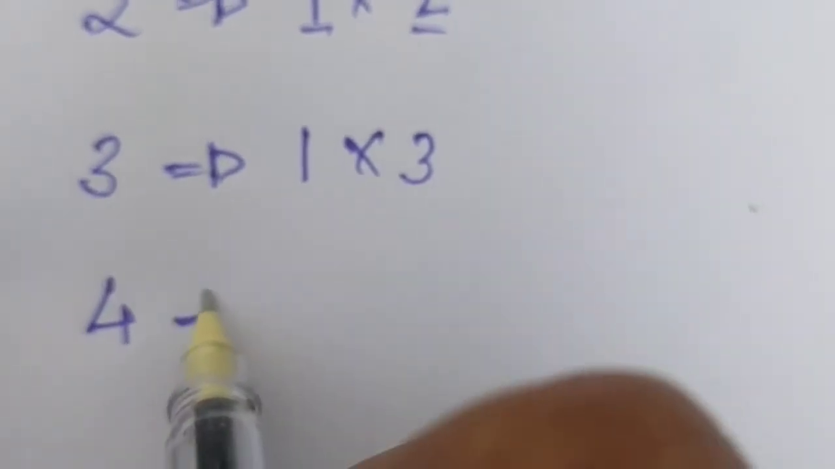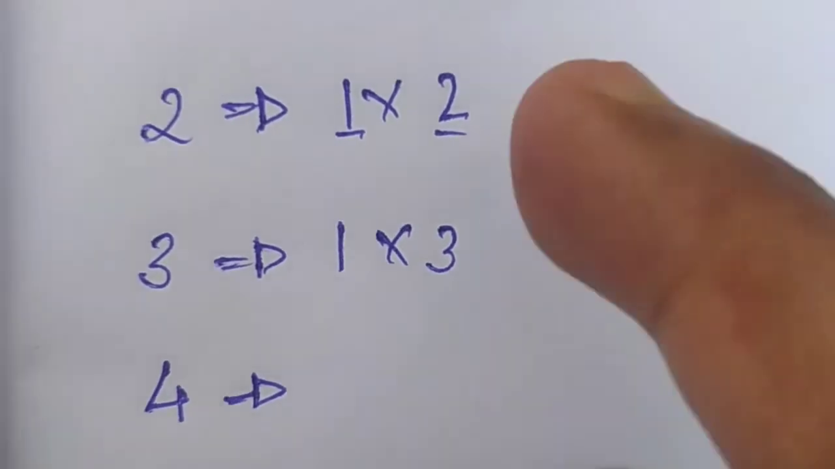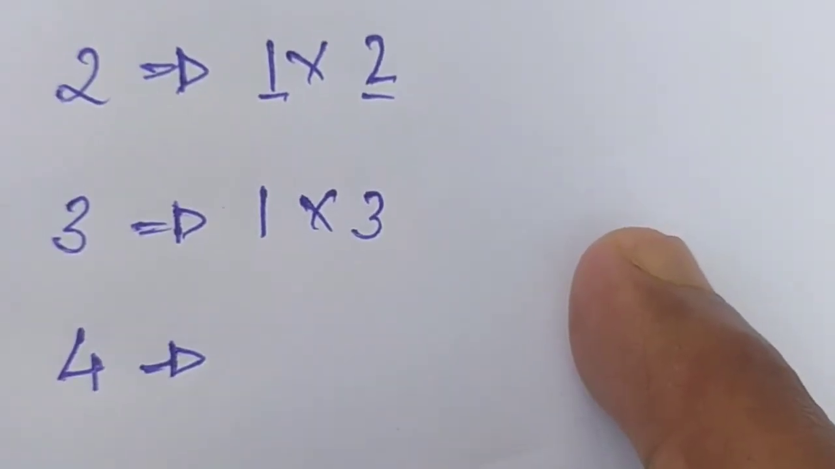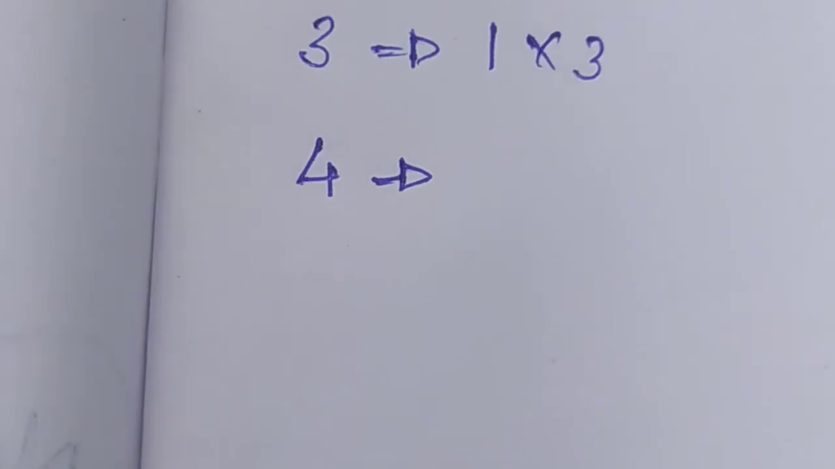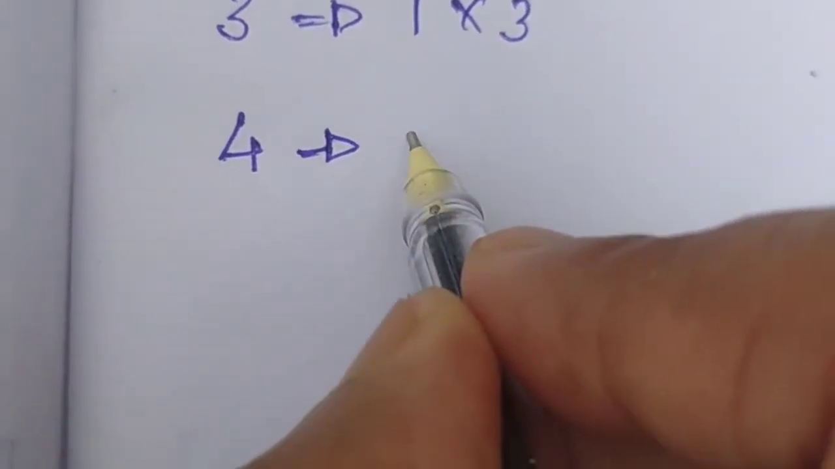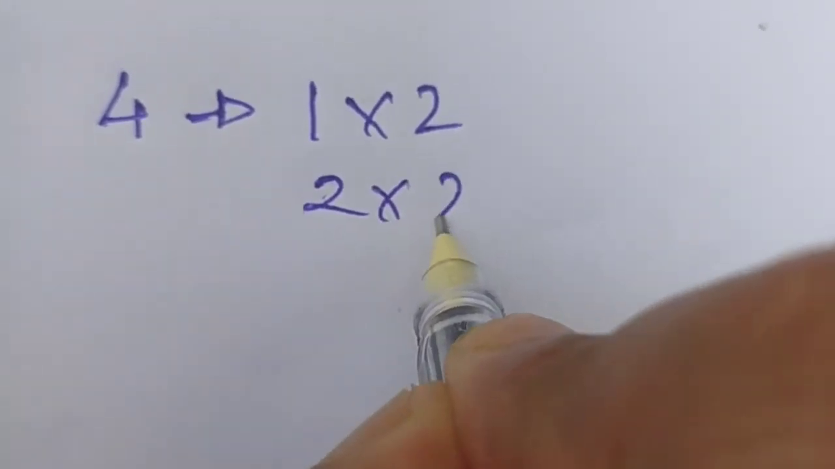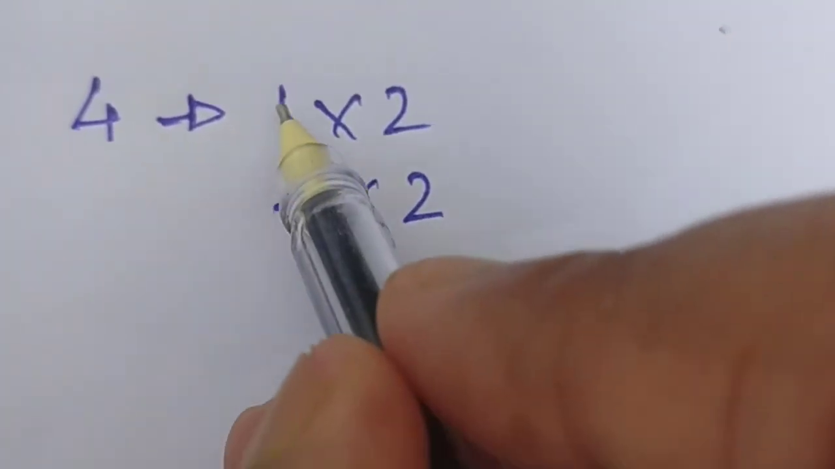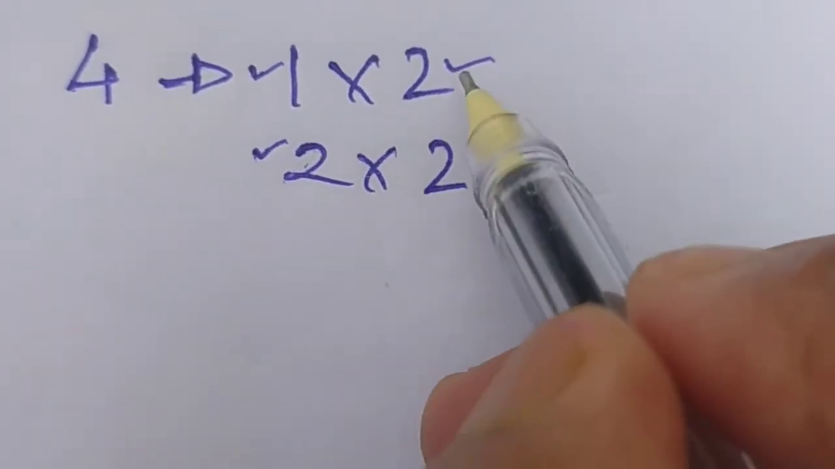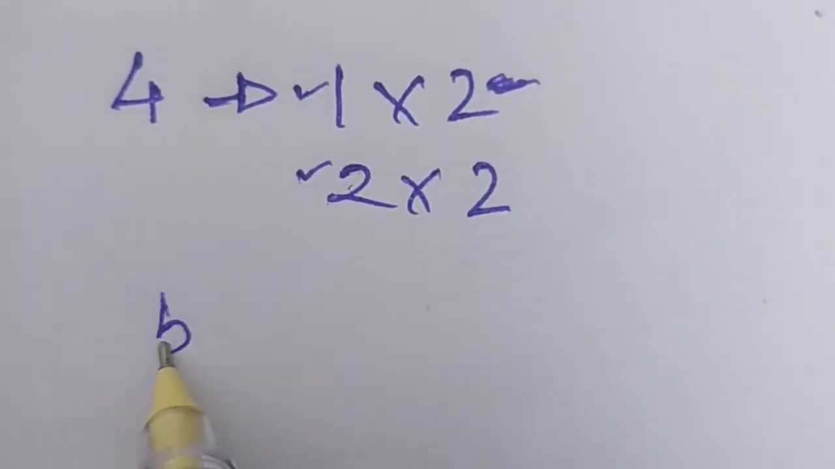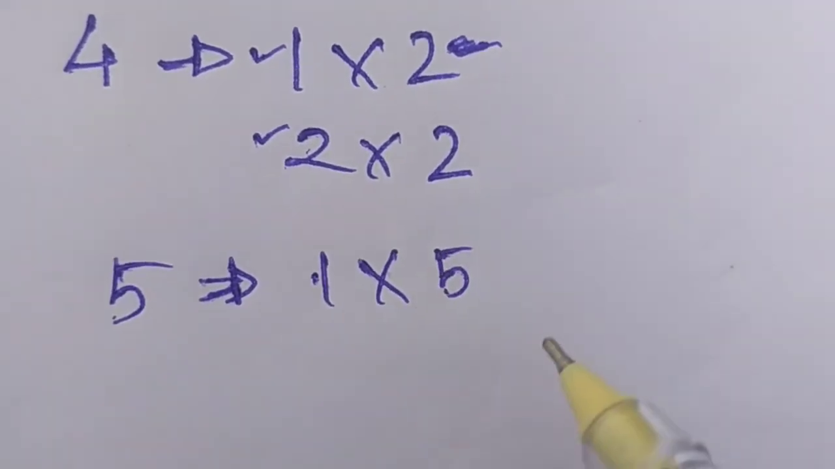Now 4. Remember one thing, that factors of a number cannot be greater than the number. So factors of 3 cannot be greater than 3, and factors of 4 cannot be greater than 4. Factors of 4 are 1 into 4 and 2 into 2, so it has the factors 1, 2 and 4. Now let us go to 5. 1 into 5. That's all.